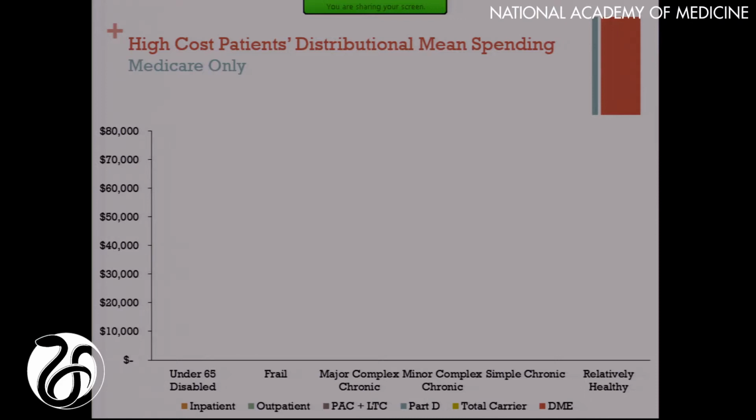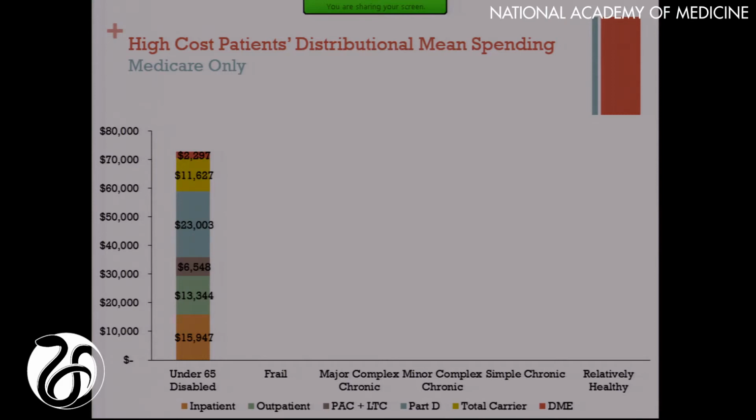So under 65 disabled spend on average about $16,000 a year, among high-cost patients, on inpatient care. Another 13 on outpatient care. Their post-acute care and long-term care is about $6,000. But the big bucket for this group is Part D spending, or drug spending. And then a little bit of everything else, right? But the big spend under 65 disabled is Part D.